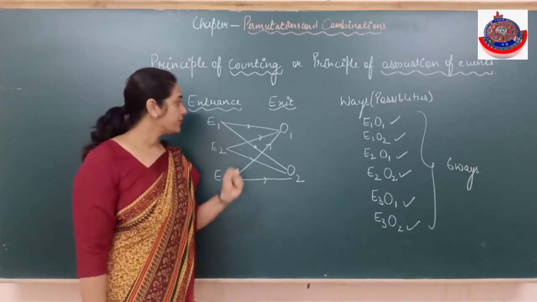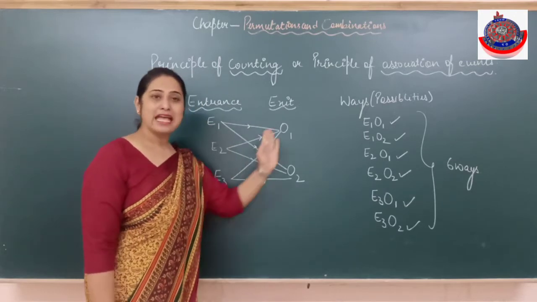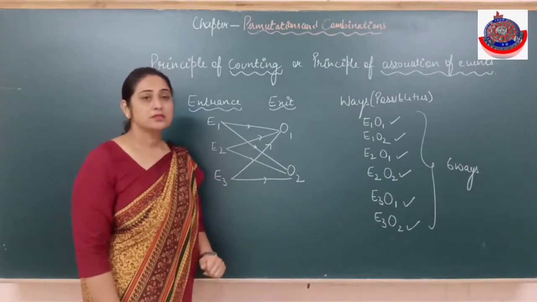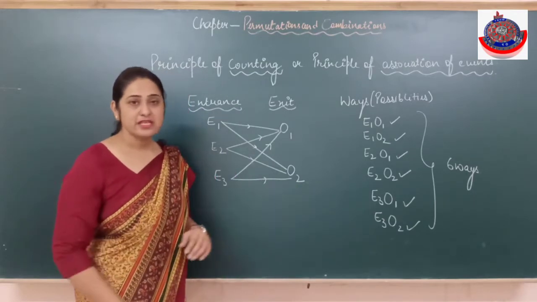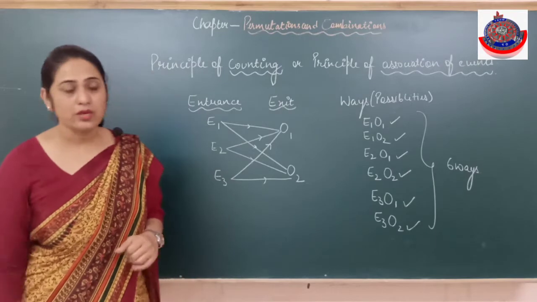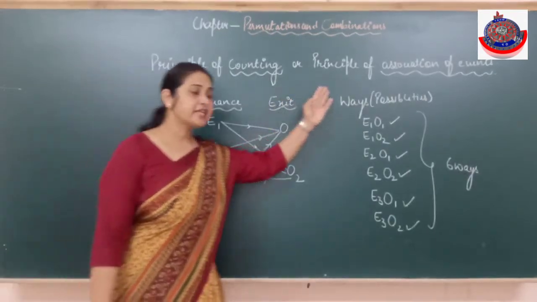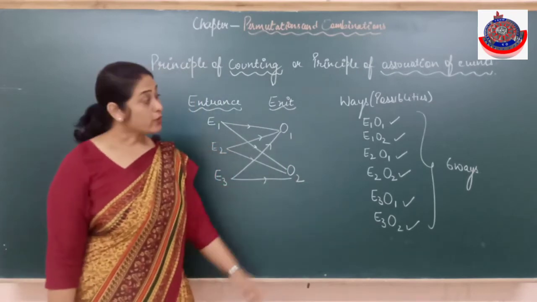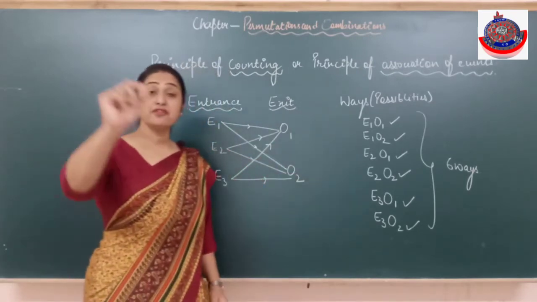But there's a problem. Right now it was only 3 entrances and 2 exits. Suppose there are 10 entrances. You go to some, say, mall. There are 10 entrances and there are different lifts to come down. Then practically if you start making this way, it will be very time consuming. So I can't go with this method of listing everything manually.